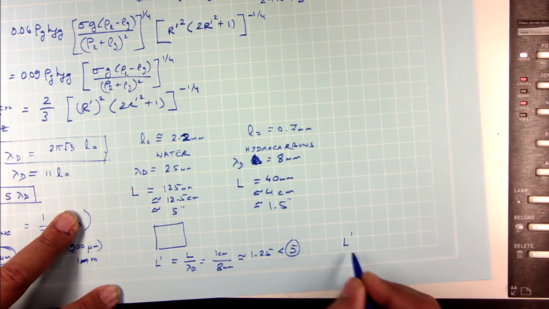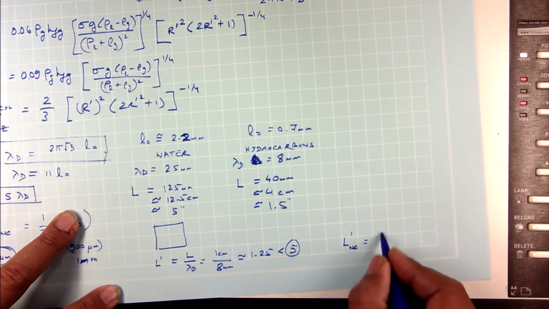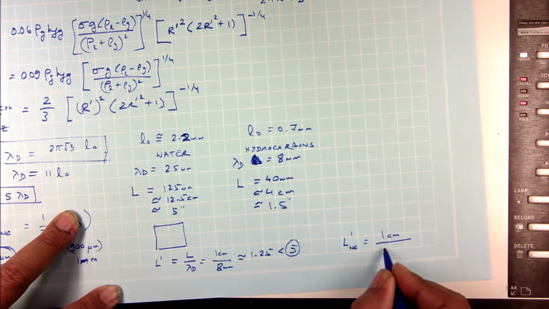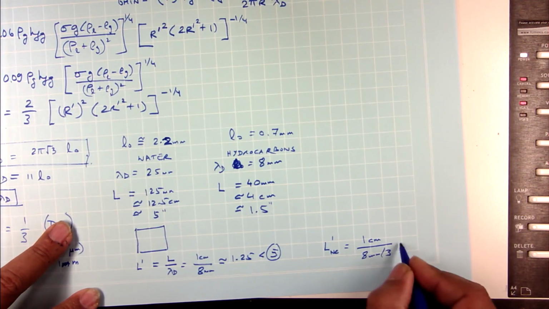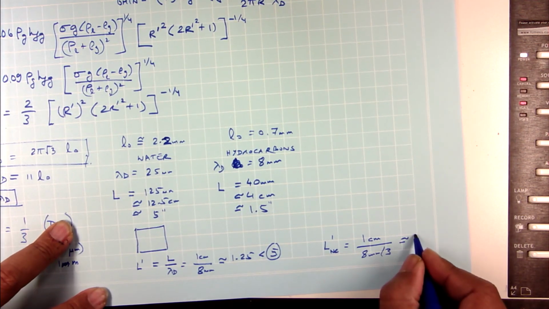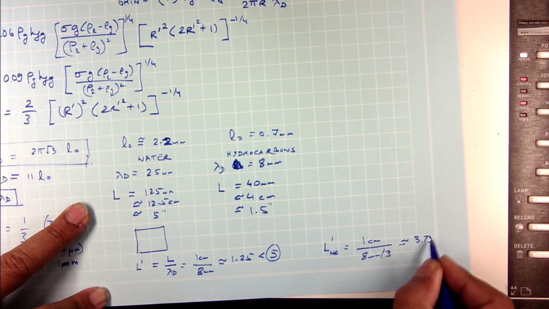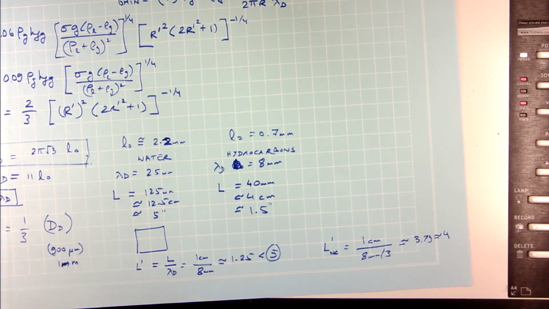Now let's look at the situation where you have a nano coating, L prime for nano coating. Well, this is still 1 centimeter, but now lambda d has gone down by a factor of 3, isn't it? How much am I getting? About 3.75, roughly about 4. So it's very close to the large heater limit. The same experiments that you see in the literature, for the plain heater, it's definitely a small heater, and the nano coating one is very close to the large heater case.